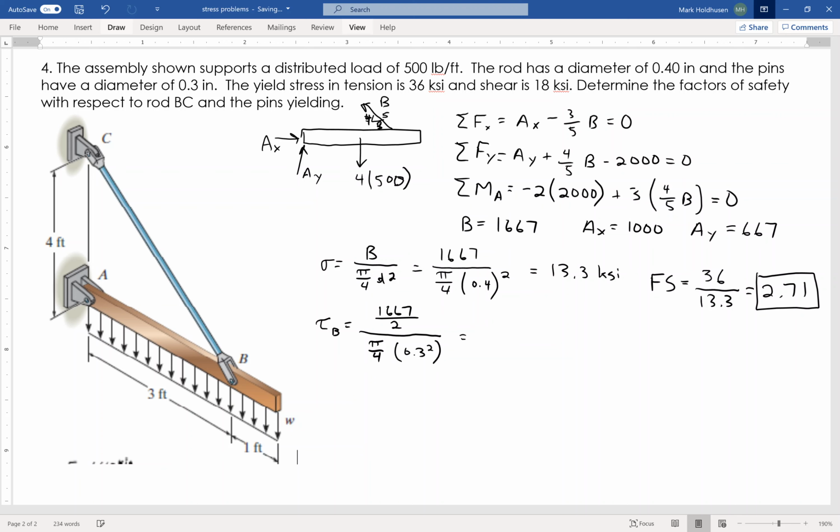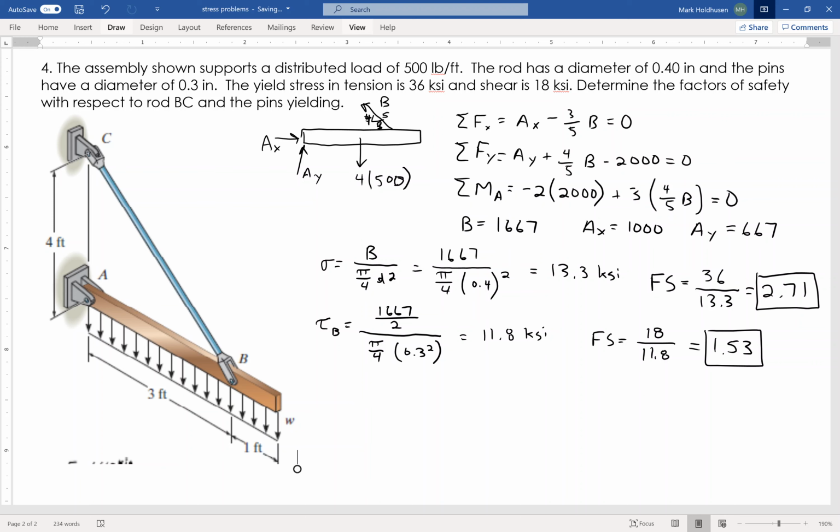Because of the double lap joint, I halve that force going on pin B, and from that I get a shear stress of 11.8 ksi. So the factor of safety on this one is going to be 18 ksi divided by 11.8 ksi, and I get a factor of safety at pin B of 1.53. So again, still below the allowable. The allowable is about 1.5 times more than what it is currently seeing.